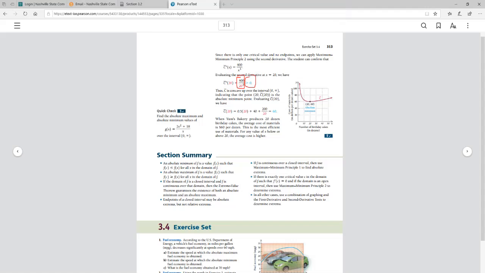If you take that 20, the second derivative just tells us that it's positive. It tells us it's a minimum value, but I need to know what the minimum value is. So take that 20 and plug it back into the average cost, and you will get 60. So the absolute lowest average cost for a dozen cakes is going to be 60.